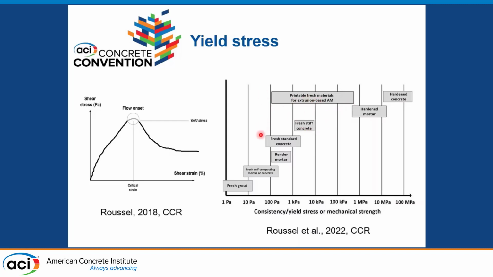You see also that at the moment the boundaries of acceptable properties are large, so it depends on what you print and how you print it. And then you see that it's also stiffer than fresh grout, because we have less water. So it gives you an indication of where we stand.